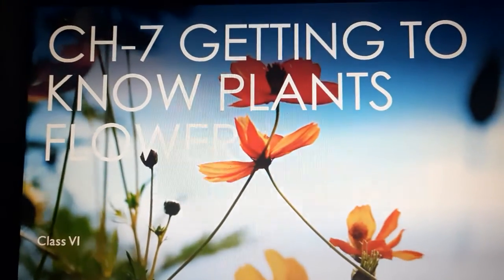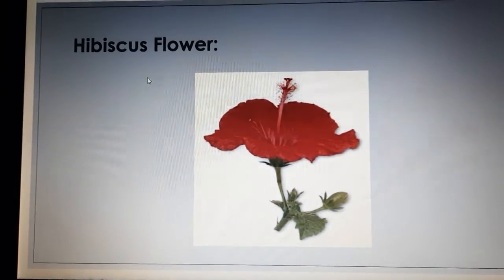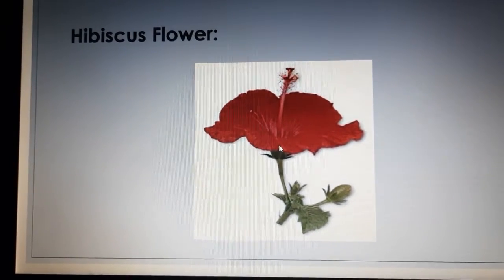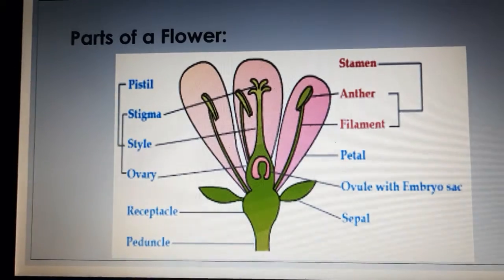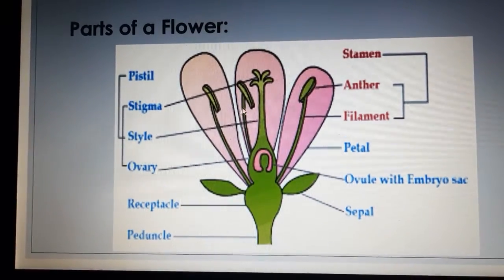So let's begin. In a plant, we will see the hibiscus flower. This particular flower has both the male and female reproductive organs in the same flower. That's why it is easier for us to look at it. So here is the picture of it.